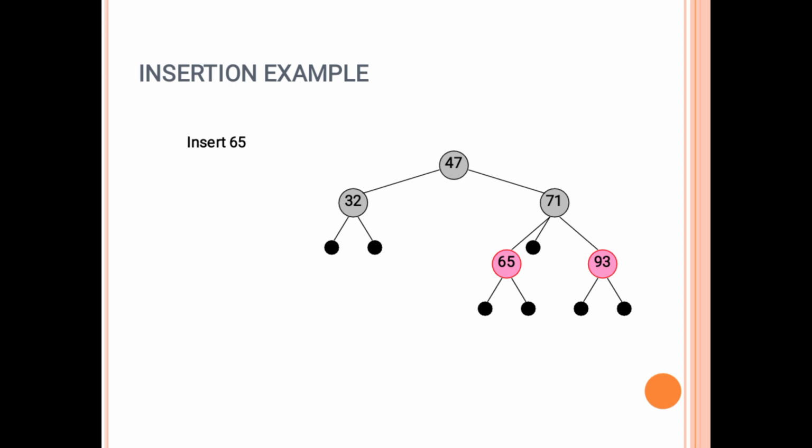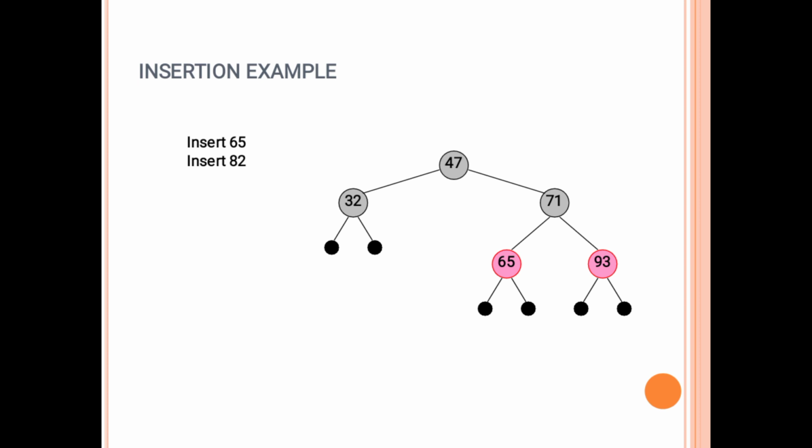It is inserted with a red color, and we check the color of its parent, which is black. There is no problem here. Next we have to insert 82. We insert it here.